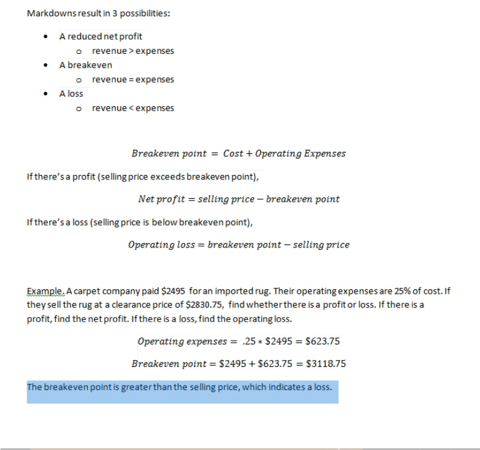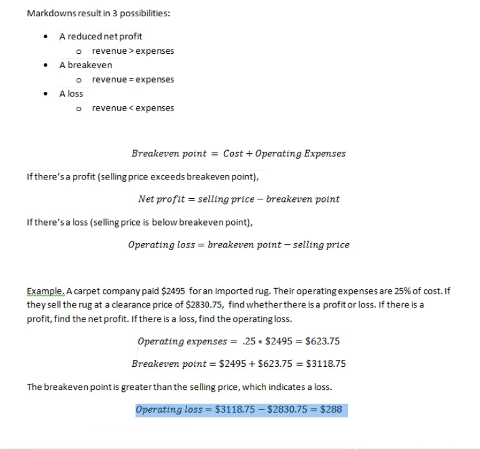So then we need to find the operating loss. So it'll be our break-even point of $3,118.75 minus our selling price, which was $2,830.75, and we see an operating loss of $288.